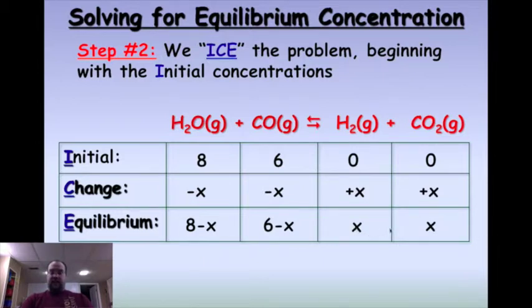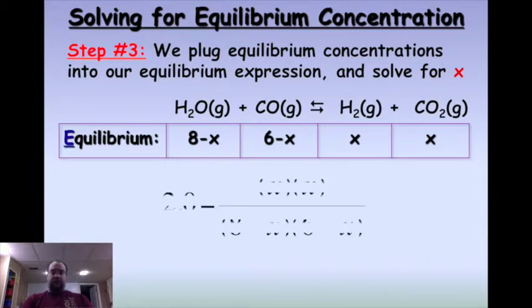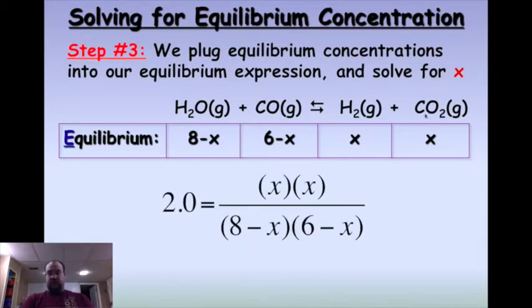Well, now I can take these and I can plug them into my K equation, or my law of mass action that you wrote in step 1. So here are my equilibrium concentrations. I'm just going to plug these into my equilibrium expression, and I'm going to solve for x. So it's product over reactant. So product is x over x, and reactant, H2O is 8 minus x, and CO is 6 minus x. Okay, so I just do my product over reactant. Now I know that equals 2.